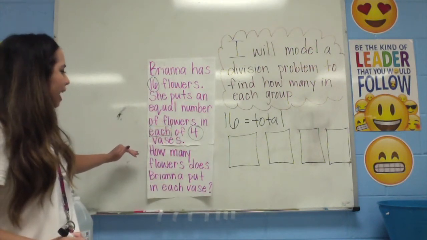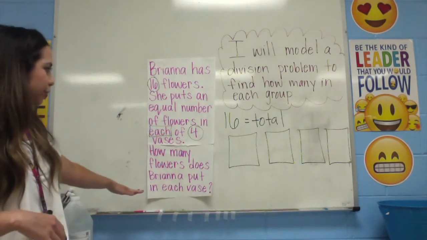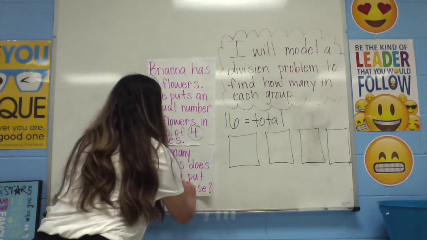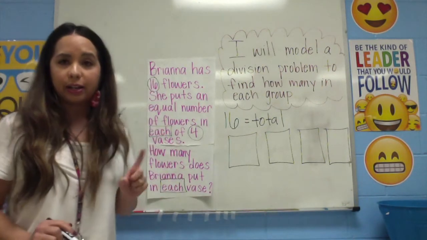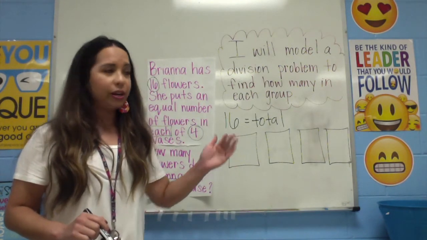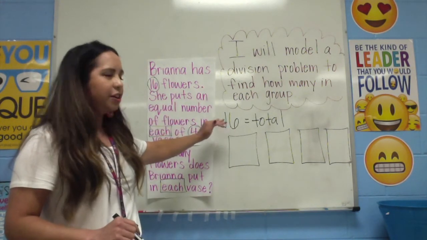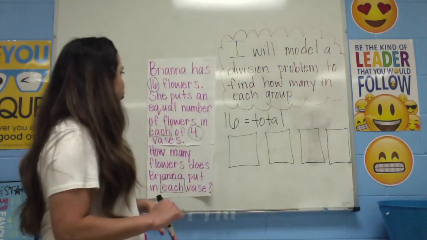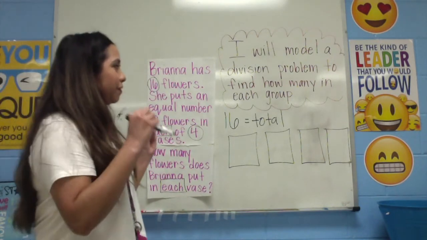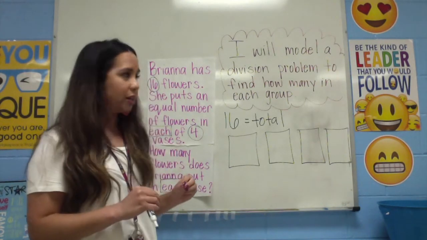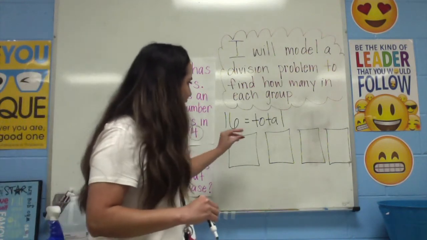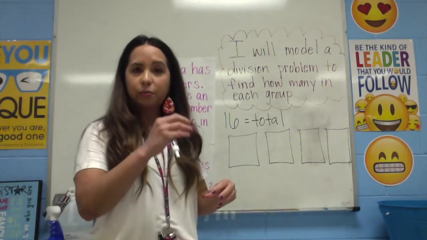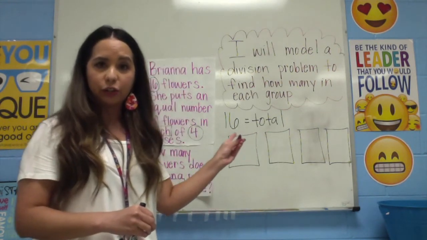The question says, how many flowers does Brianna put in each vase? Definitely going to box that clue word, each, okay? So what do we know again? We know Brianna has a total of 16 flowers and she has 4 vases. We know she's going to divide, or we can say partition, these 16 flowers, and she places them in each group. So instead of using manipulatives, those math counters, we're going to continue drawing a picture.